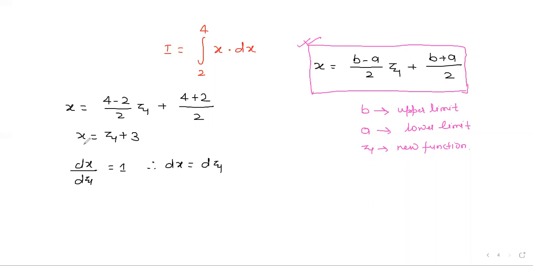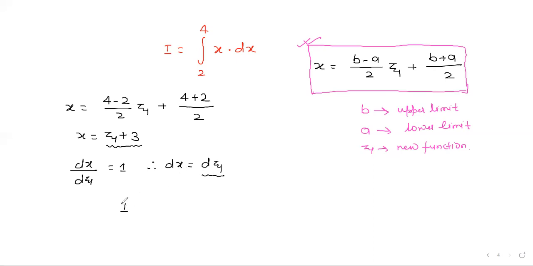If you differentiate it, what will happen? Dx by d theta is going to be 1 only, because the 3 is constant, so its derivative is 0. So dx will be equal to d theta. So in place of x, we have to write theta plus 3, and in place of dx we will replace it by d theta. So what I have done, I have changed the function. As soon as I change the function, we need to replace x by theta plus 3, and we need to replace dx by d theta.